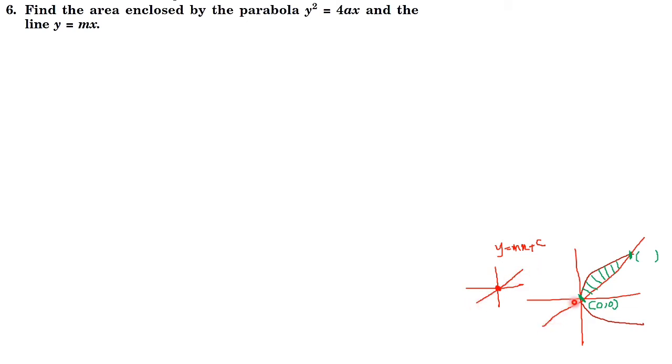So when we draw the line along with this parabola, both meet at two different points, one point here and one point here. So for finding out the limits, we need to check the x values. Here the x value is 0, but the other x value we don't know.